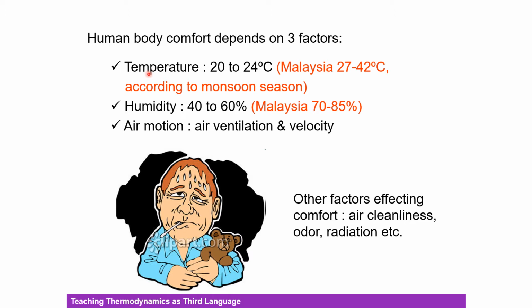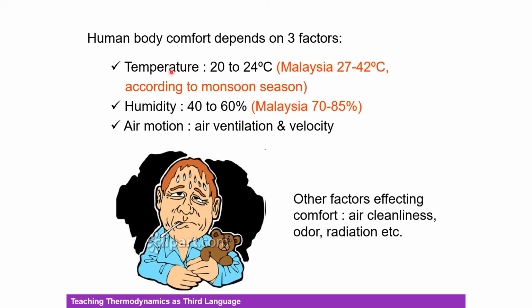So as you can see from the slide here, the comfort of the human body depends primarily on these three factors. The temperature that we are comfortable in should be maintained between 20 to 24 degrees Celsius, and you can use air conditioning easily to maintain this. In a hot climate country like Malaysia, we use air conditioning to absorb the heat out of the confined space and reject it outside into the surrounding.